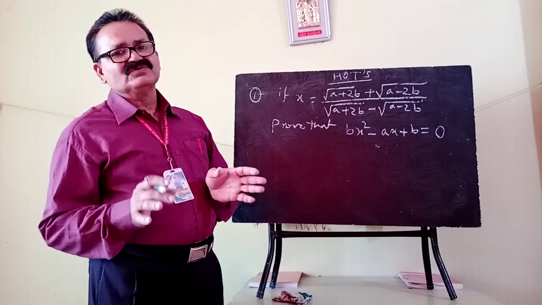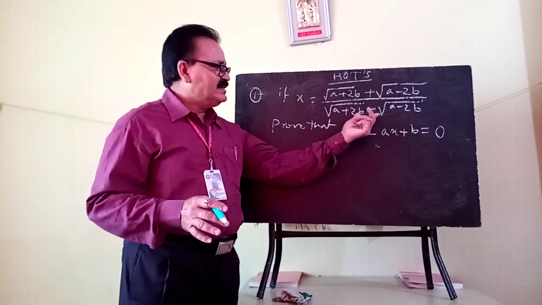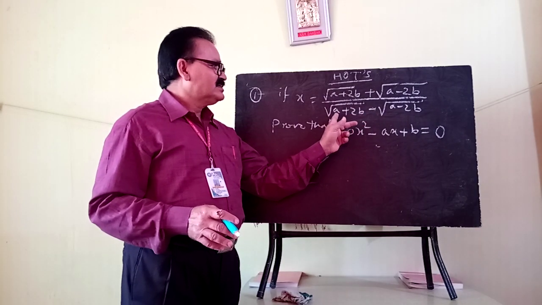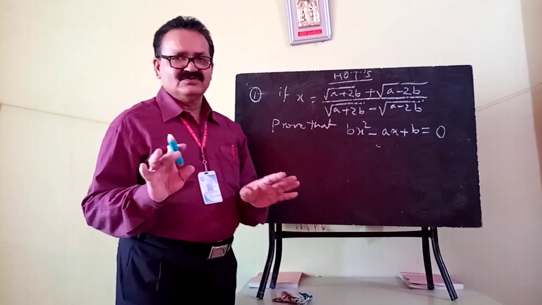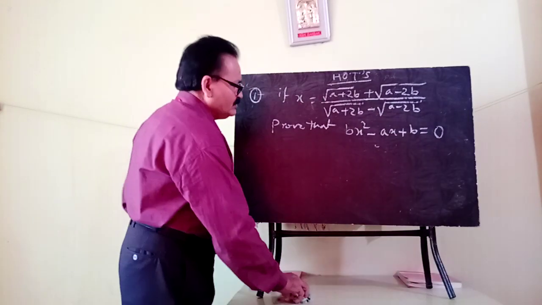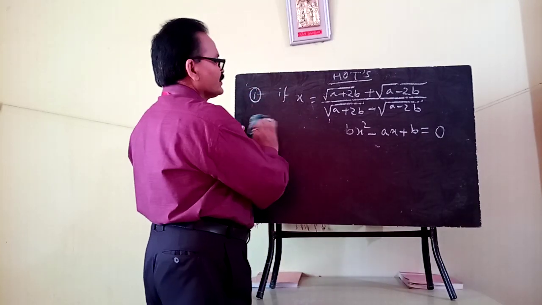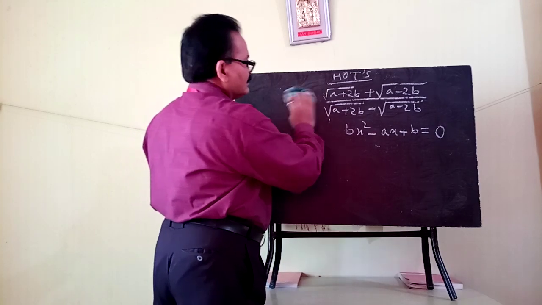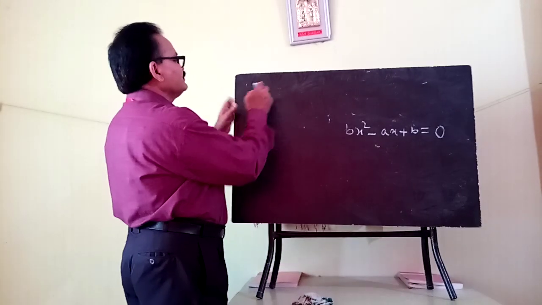So what you have to do is multiply both numerator and denominator by its rationalizing factor. Here the rationalizing factor is square root of a plus 2b plus square root of a minus 2b. Okay, you got it? Now keep in mind what you have to prove. Now I have to remove it. Okay, so you have to first write the given part.